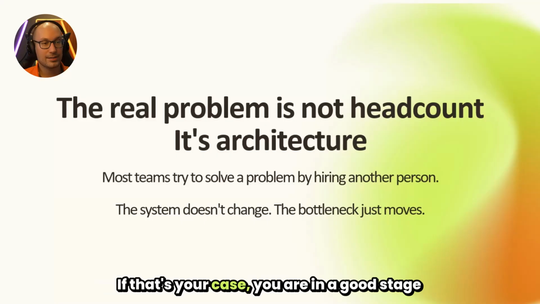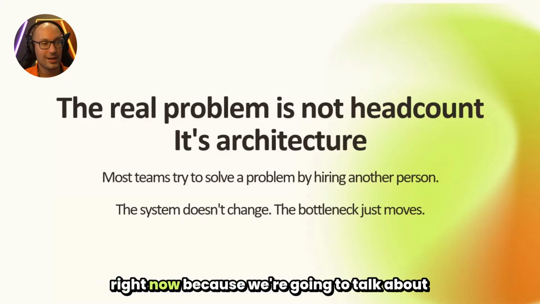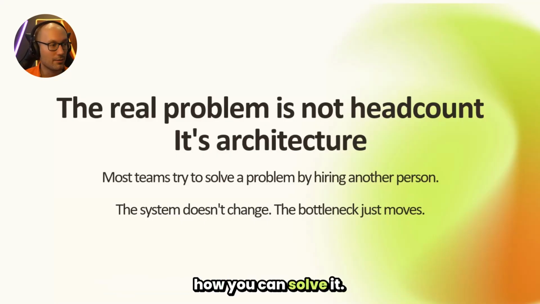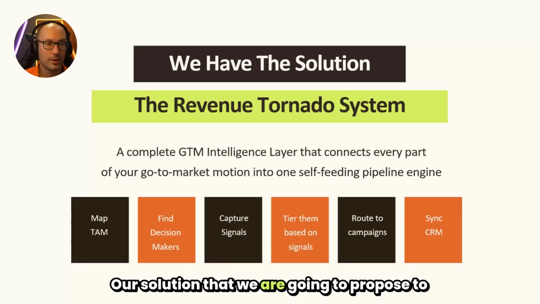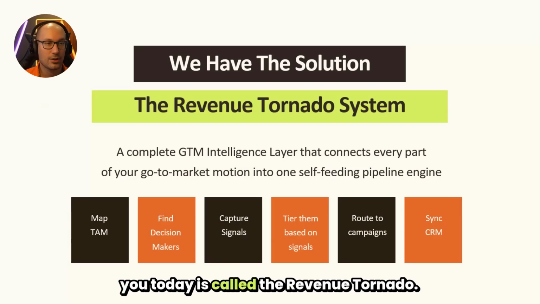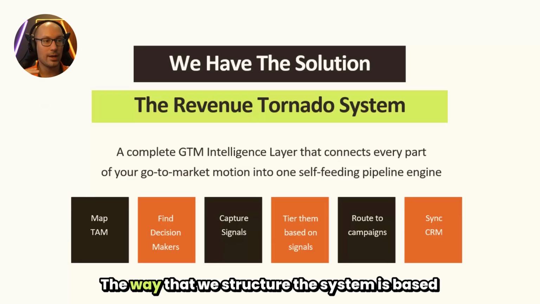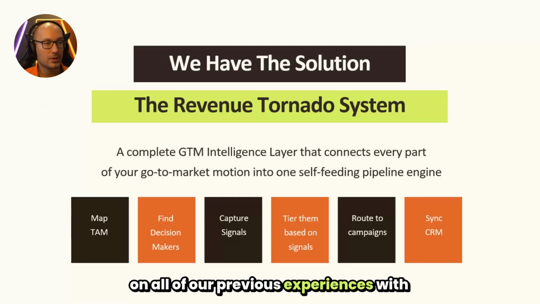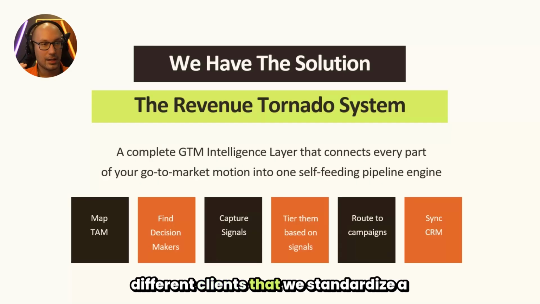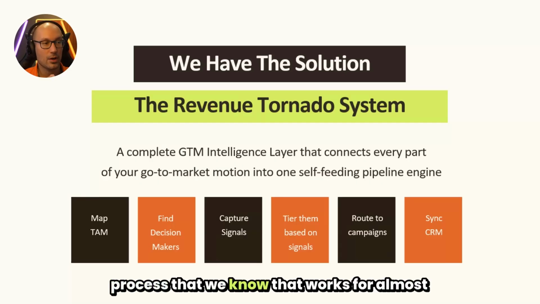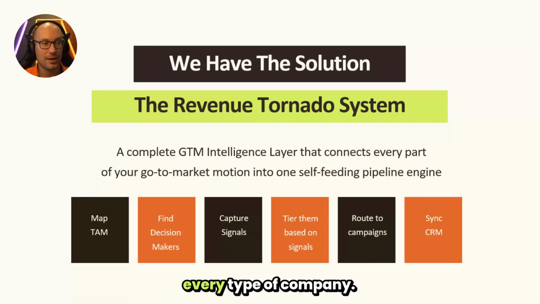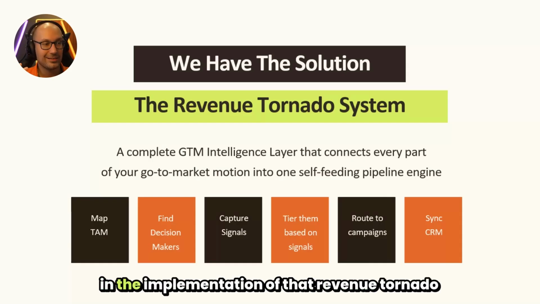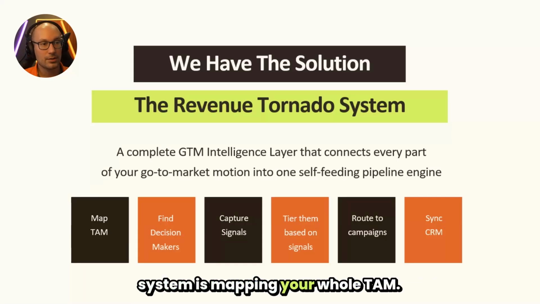If that's your case, you are at a good stage right now because we're going to talk about how you can solve it. The solution that we are going to propose today is called the Revenue Tornado. The way we structure the system is based on all of our previous experiences with different clients, where we standardized a process that we know works for almost every type of company. So the first step in the implementation of the Revenue Tornado system is mapping your whole TAM.